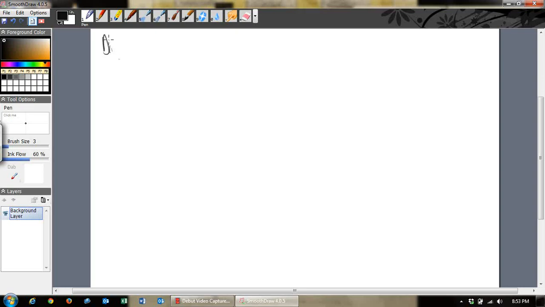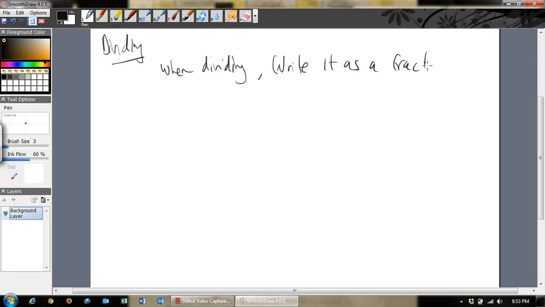Okay, so with dividing, when you're dividing, it's easy probably to write it as a fraction. Write it as a fraction and cancel number factors and pronumeral factors.